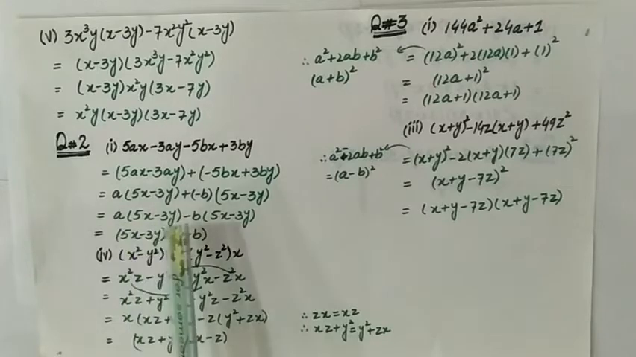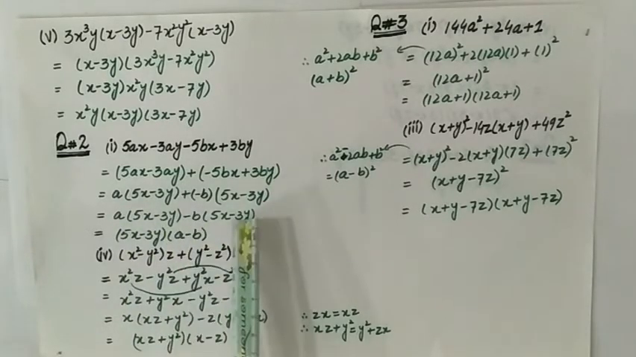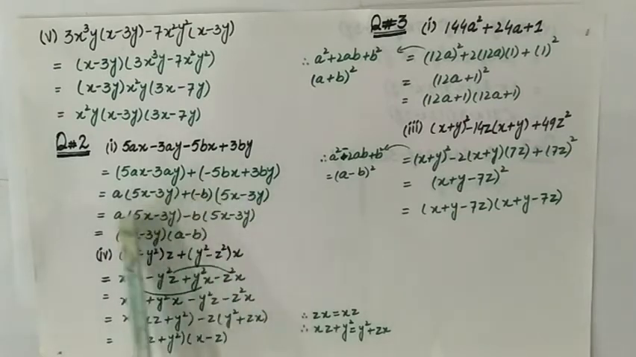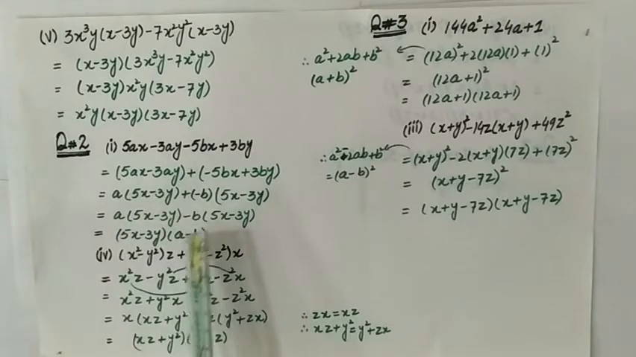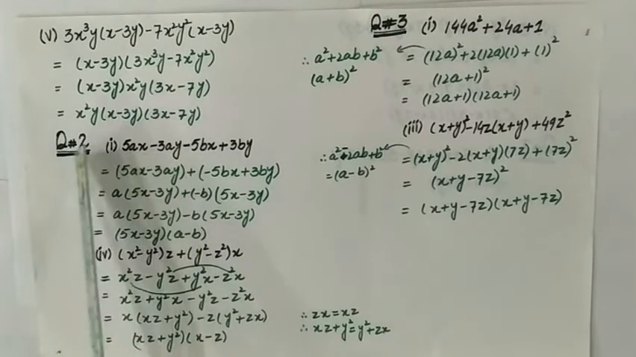In this expression 5x minus 3y is the common factor. So we will write this expression as (5x minus 3y) common factor and then the non-common values (a minus b). This is the final answer of the first part of question number 2.